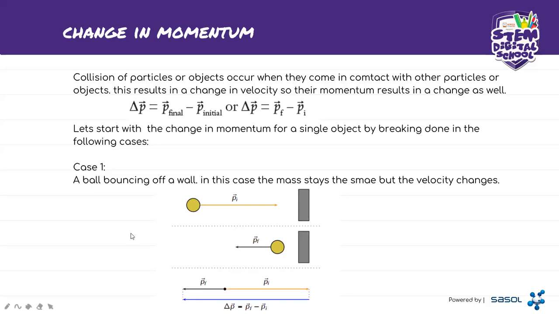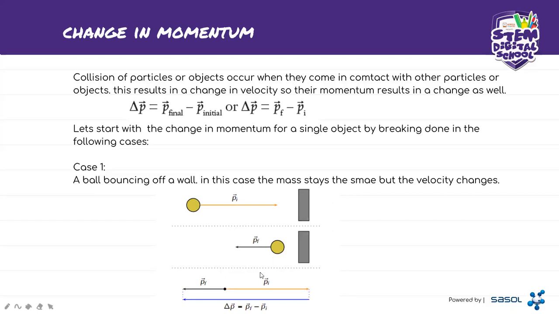Which means that now we have two momentums. Why? Because we've got two velocities. We've got the velocity where the ball is approaching the wall, and then we have the velocity of the ball bouncing back from the wall. In this case, the mass stays the same, but the velocity changes. Here we've got a constant mass. The mass is the same because it's still the same ball, but the velocity changes because after the impact, the velocity moving away from the wall will be different.